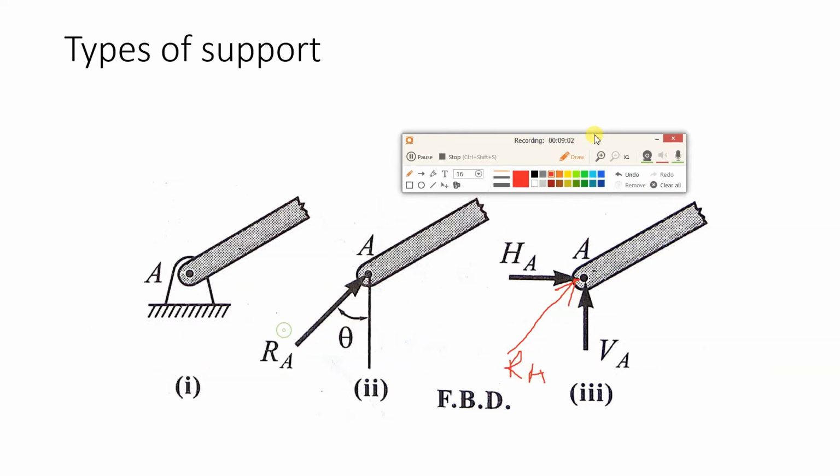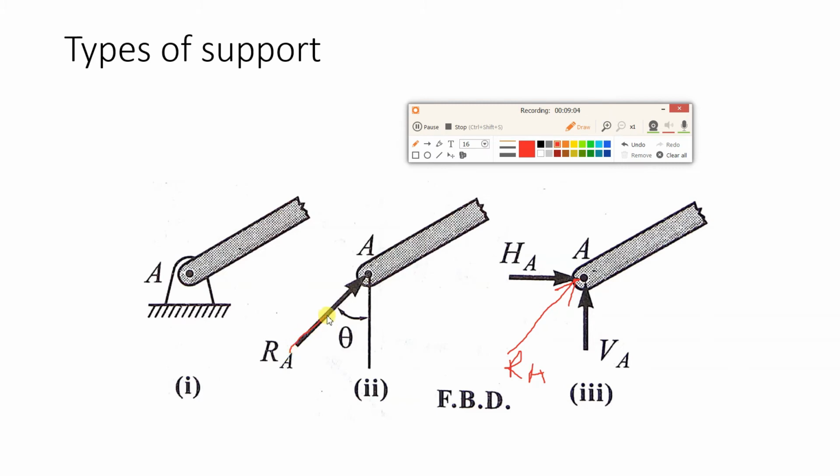Same thing is shown in this diagram. So here you can see this is net RA, which is basically a resultant of these two components, HA and VA.